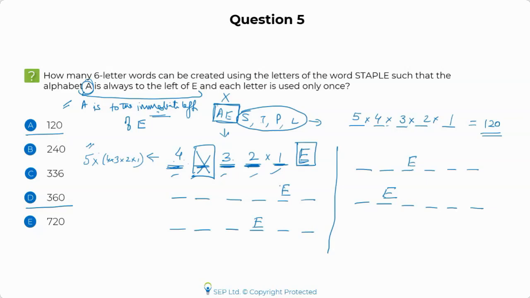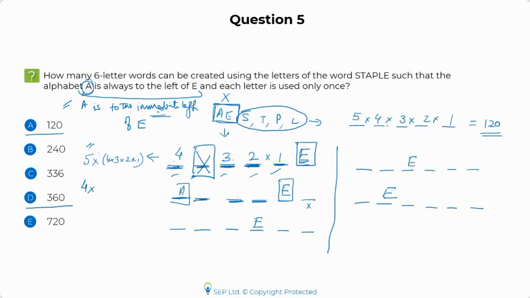Now, when I fix E at this place, A obviously cannot come at this place. So A can be either here, here, here, or here. So A can be placed in 4 ways in either of these 4 spaces. Let's once again think that A has been placed here. Doesn't matter where we place it.